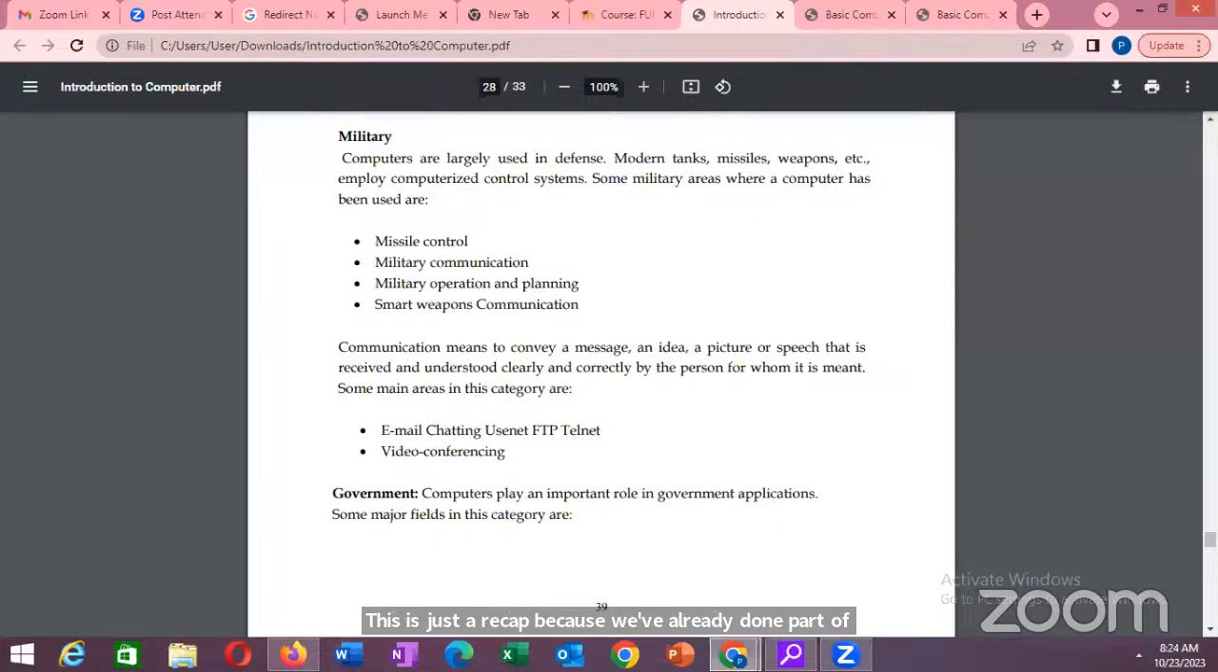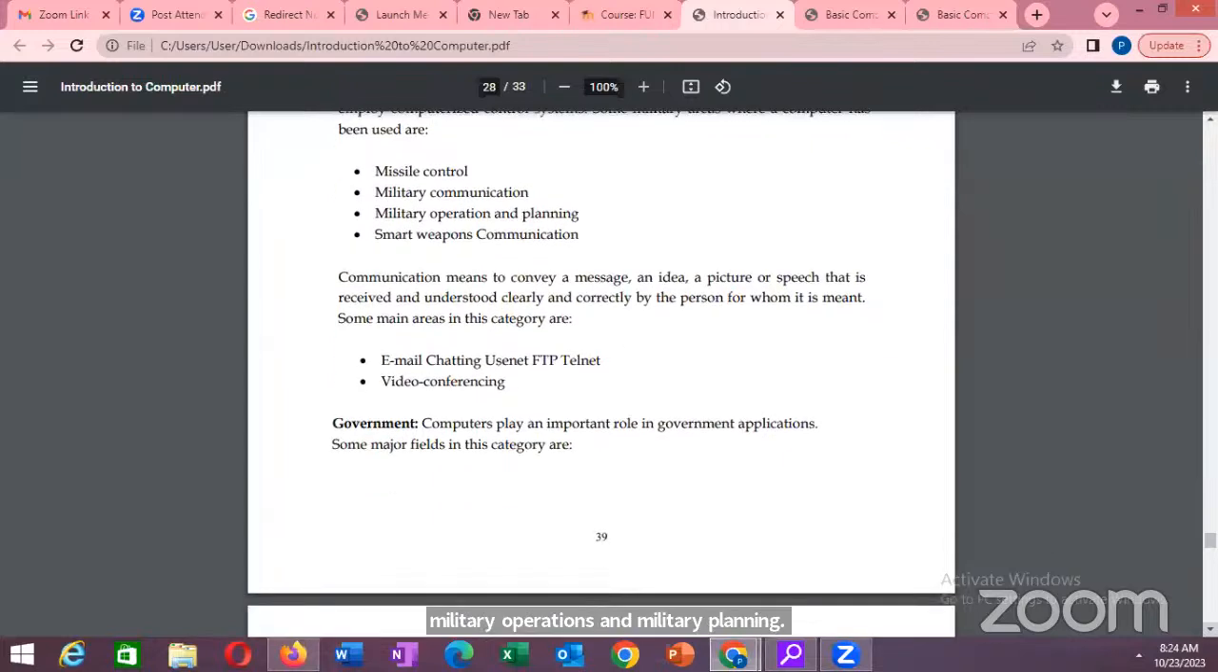Then we have in the military, for example, right now we have a war in Israel. Some of the missiles are controlled by computers, missile control. We have the military communication, military operations, and military planning. Most of them are smart weapon communications. Like the war you are seeing in Israel, they're using smart technology to be able to communicate. Then communication means to convey a message, an idea, or picture, or a speech that is received and understood clearly and correctly by the person for whom it was meant.